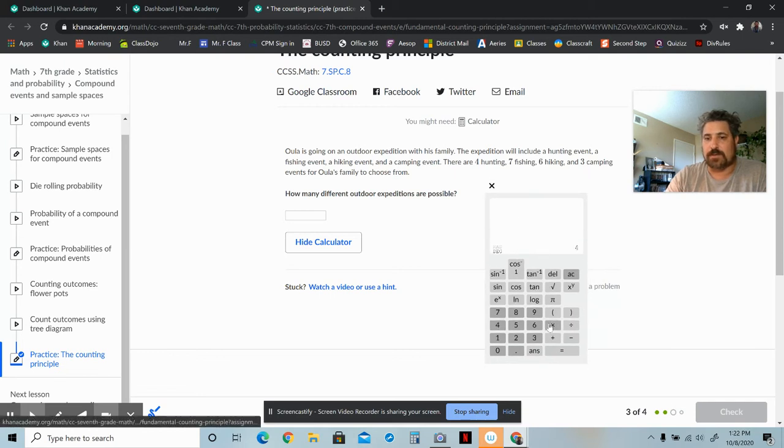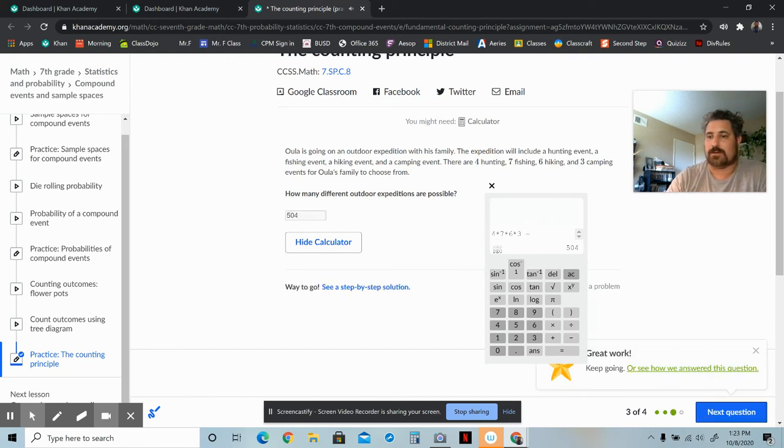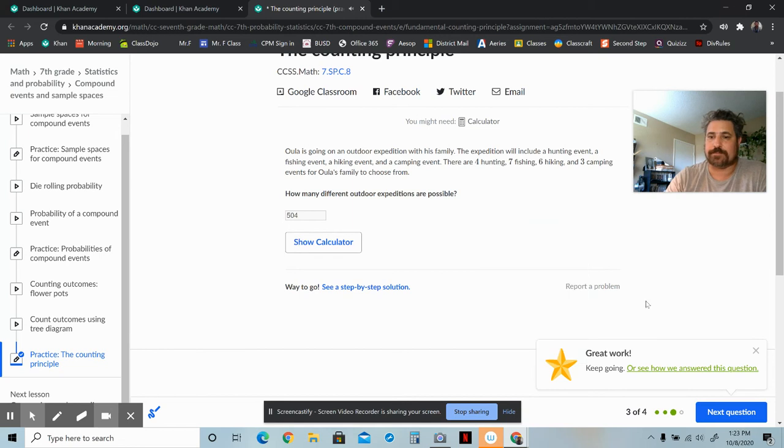So it's going to be 4 times 7 times 6 times 3. And the fact that he's only choosing one of each of these events is why you can just multiply them all together. Because it's 1 hunting, 1 fishing, 1 hiking, and 1 camping. So that means it's going to be a 1 as the numerator for all these. And none of these are going to get repeated. So that's perfect. So just multiply them together and you get the total possibilities. How many different expeditions can he plan? He can plan 504 different expeditions with these selection choices. Okay, that's the number of combinations that they can make.